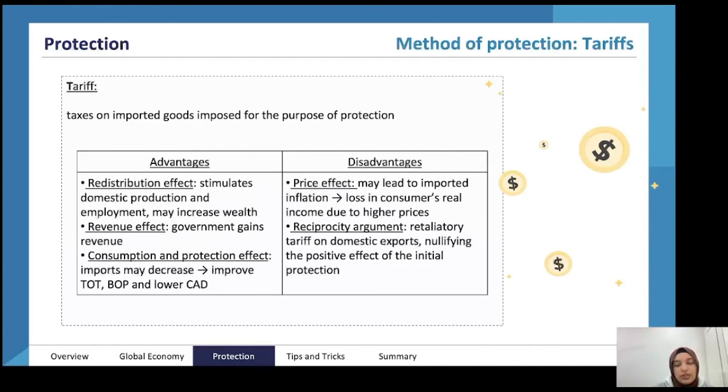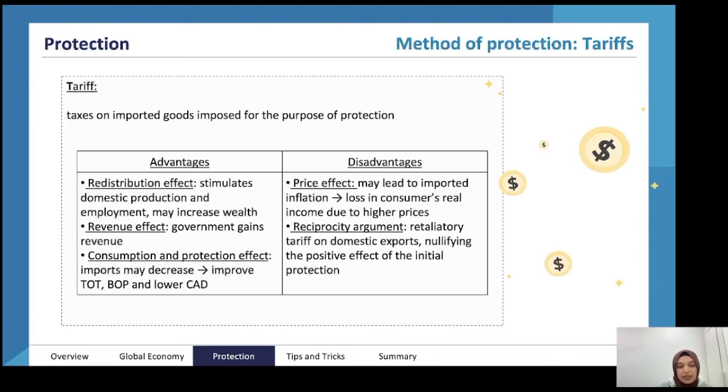Then we move on to the methods of protection, the first one being tariffs. Tariffs are, simply put, taxes on imported goods imposed for the purpose of protection. There are many advantages and disadvantages of tariffs, but essentially if a foreign producer comes into Australia and wants to sell goods, the government may say, as a form of protection for domestic producers, you need to pay a tax on these goods that you are selling in Australia. Advantages include the redistribution effect, the idea that it stimulates domestic production and employment, and it may increase wealth as well.